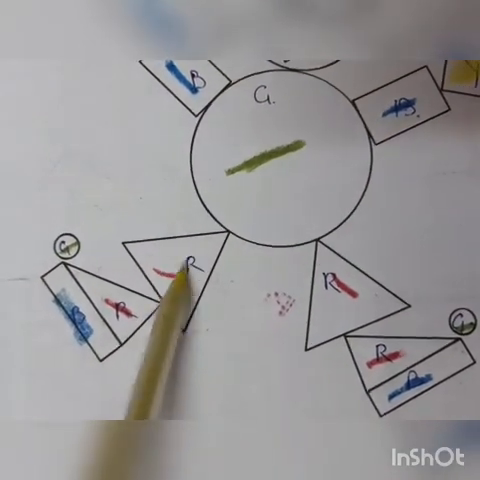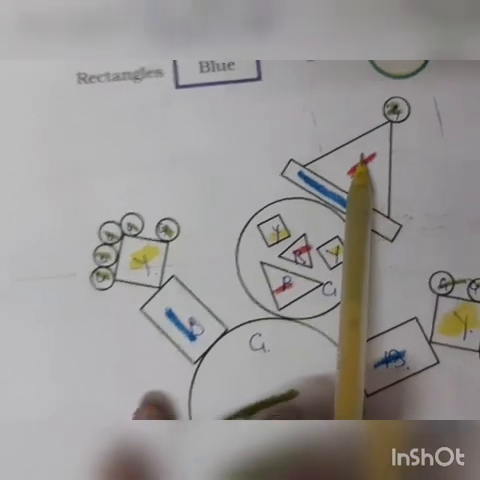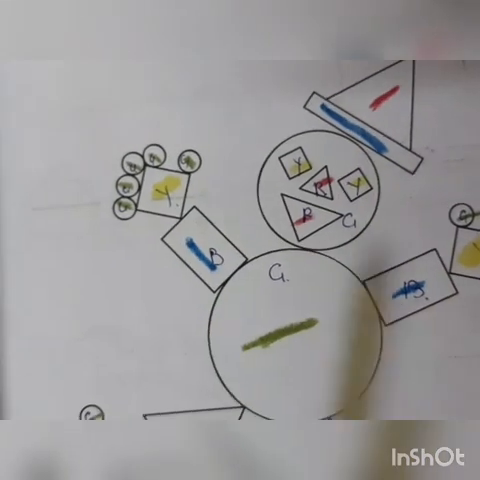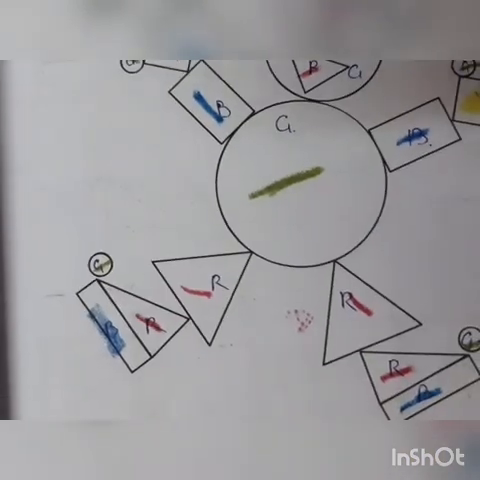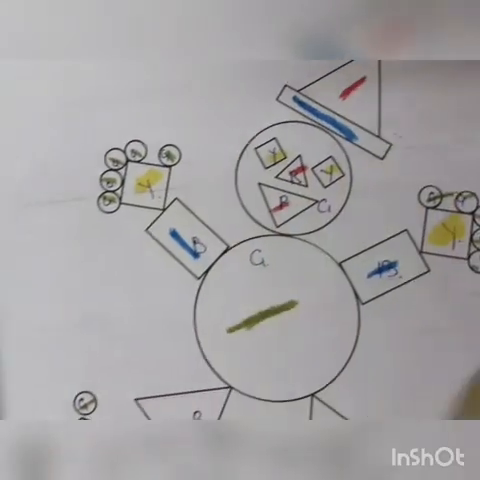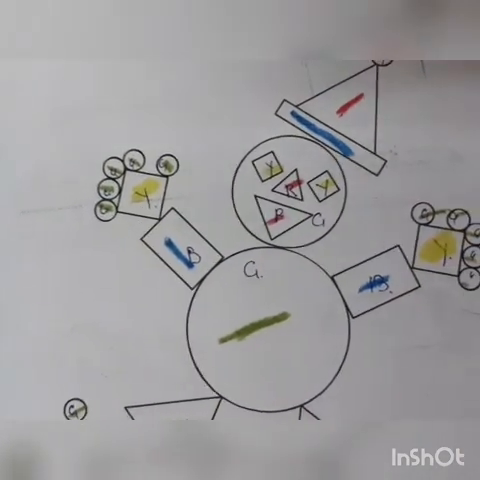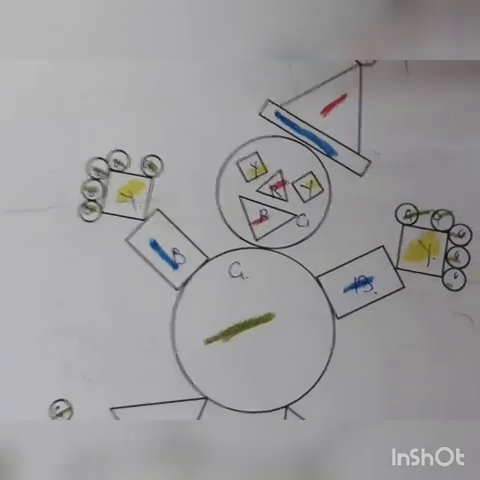Then all the triangles, 1 2 3 4 5 6 and 7 triangles, you have to color red. Then 1 2 3 4 and 5 rectangles you have to color blue, and these 2 squares you have to color yellow. So this way you have to color this rectangle. Now the same thing is also there in the workbook, that also I'll give you to color.